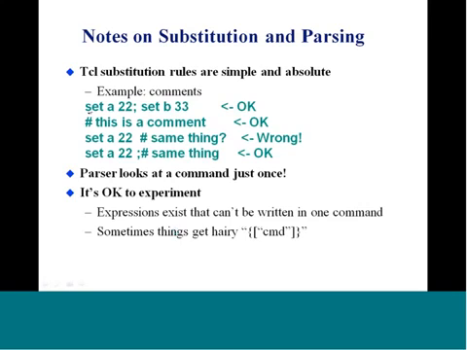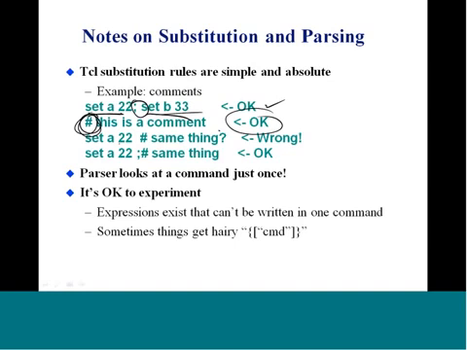So here we do set A 22 colon set B 33. This is okay because we have a colon, so that we know that actually this is one command and this is another command. Now we have a command comment. A comment is always preceded by the hash symbol, and here, hash, this is the comment. This is also okay because this happens in a new line and with the first character as the hash.